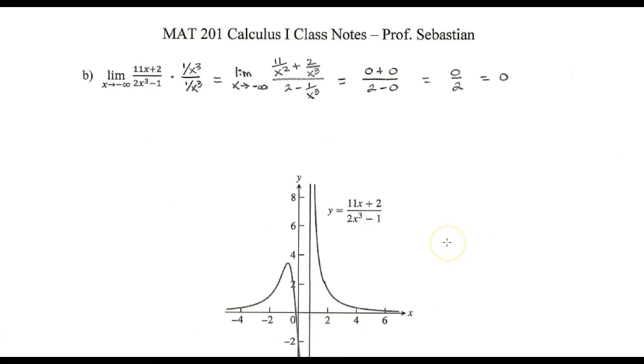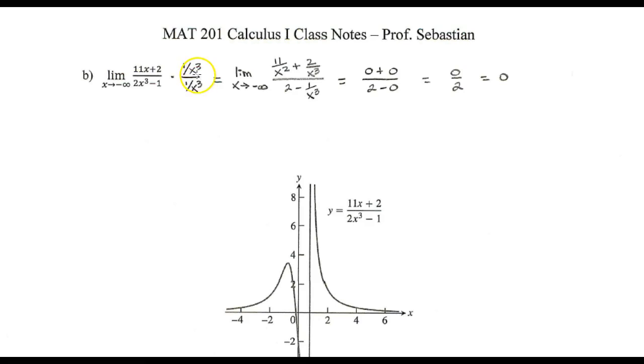In part B of this example, we are looking at 11x plus 2 divided by 2x cubed minus 1, this time as x goes to minus infinity. It's handled the same whether it's plus or minus infinity. So the first step is to look for the highest power of x that you see, and I see that the highest power of x is x cubed, which occurs in the denominator.